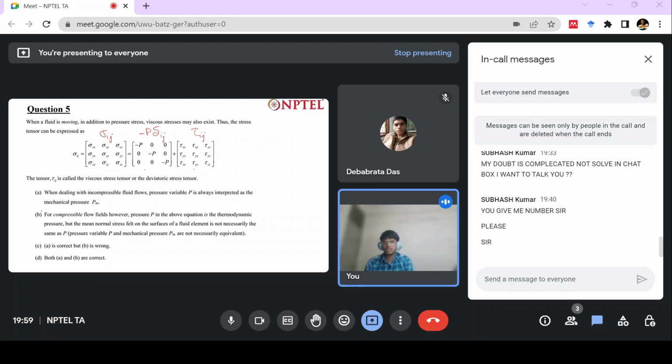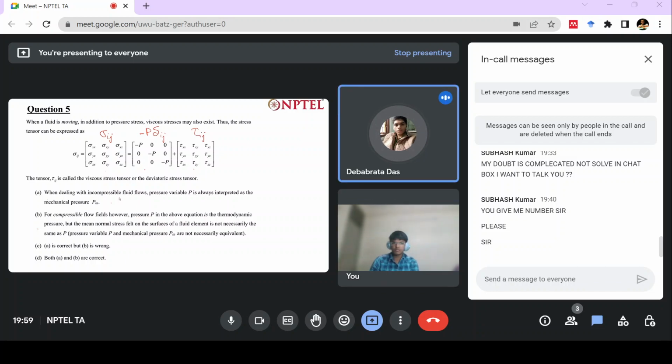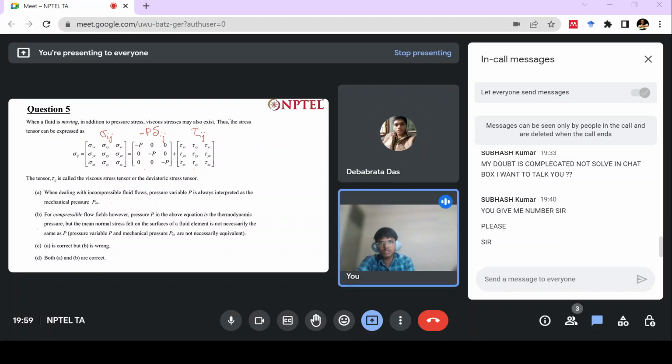They have given two statements and asked which one is correct, which one is wrong, or if both are correct or both are wrong. Option one: when dealing with incompressible flows, fluid pressure variable P is always interpreted as mechanical pressure. Is this correct? No, sir. It can be thermodynamic pressure. It can also be introduced. So it turned out to be thermodynamic pressure.